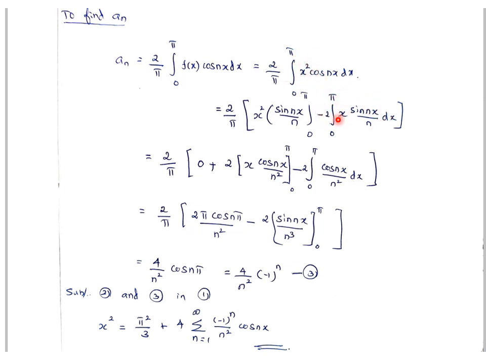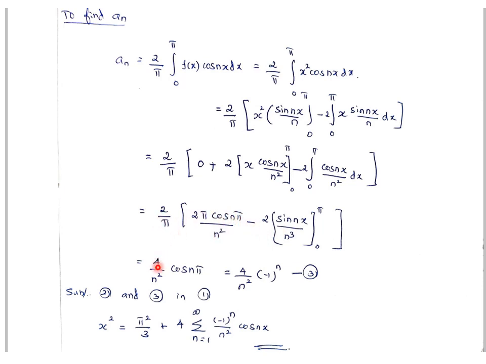You can take 2 outside. Therefore, it will give x into sin nx by n into dx. Once again, we have to integrate this part. After integrating this and after substituting the limits, we will get 2 pi into cos n pi divided by n square. The sine term will become 0 for the upper limit pi and also for the lower limit 0. Therefore, the whole part will become 0. The remaining part is cos n pi divided by n square.